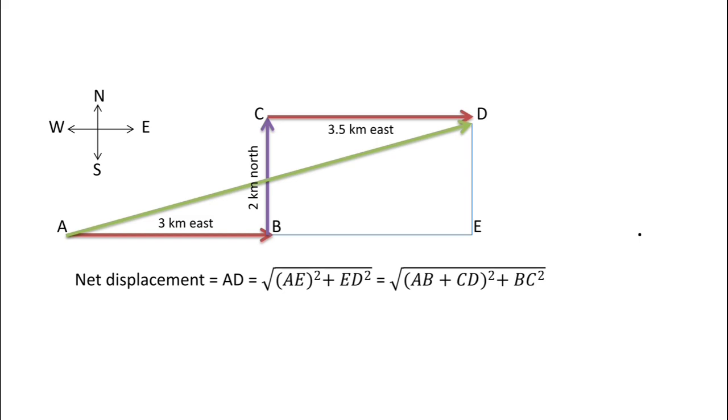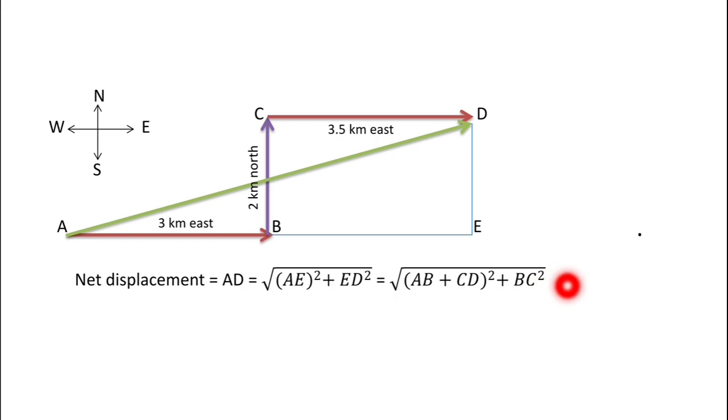Because we know that, here you can see that AE is equal to AB plus BE and BE is equal to CD. So AE can be written as AB plus CD. In the same way, BC is equal to ED. So ED can be written as BC. Hence, we have this formula.